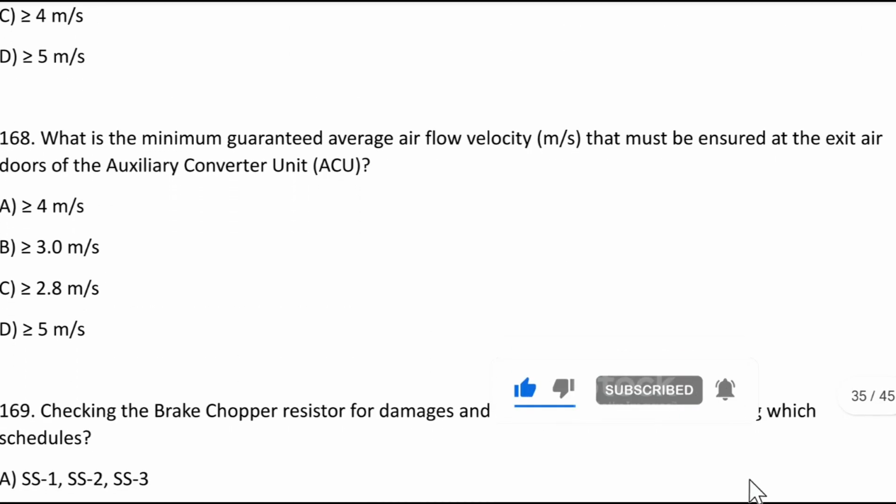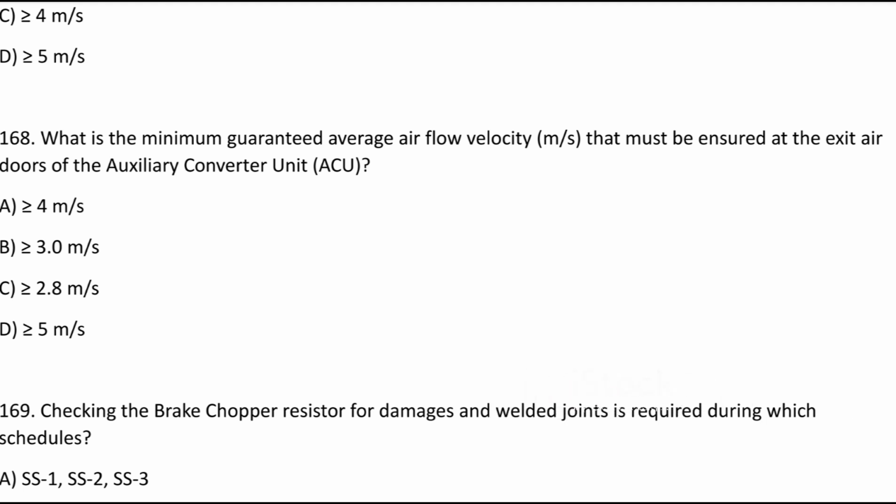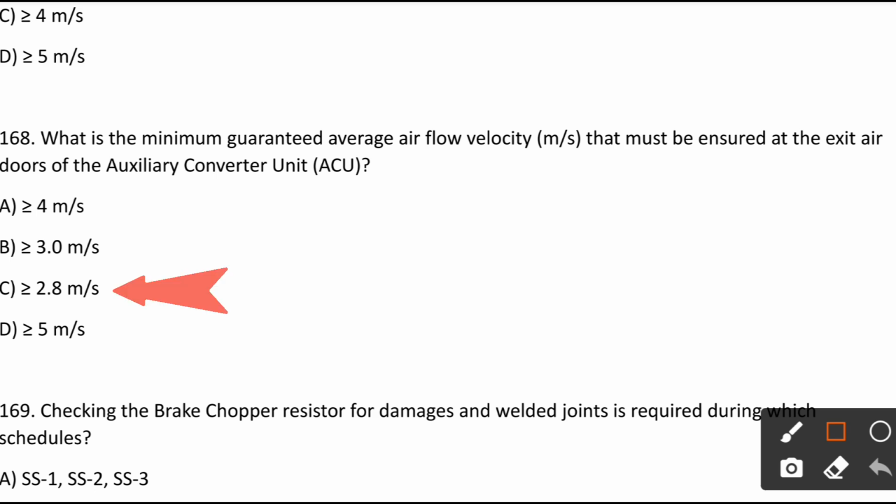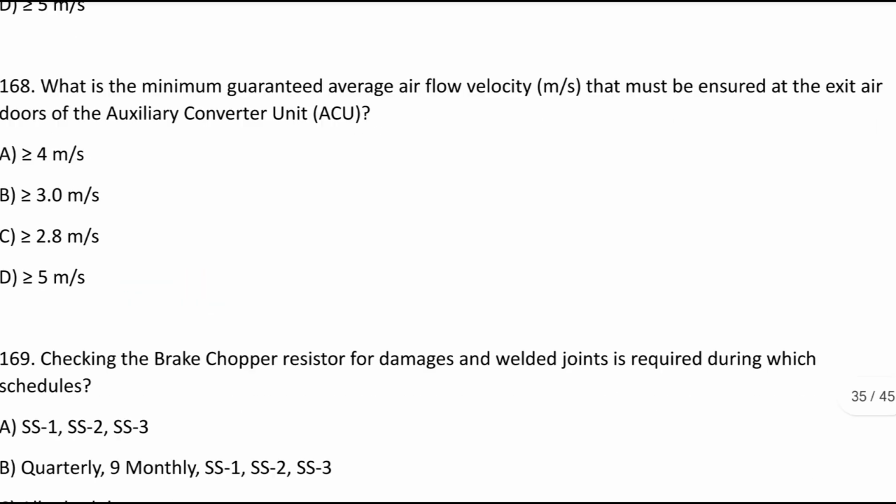168. What is the minimum guaranteed average airflow velocity that must be ensured at the exit air doors of the auxiliary converter unit? A. 4 m/s, B. 3.0 m/s, C. 2.8 m/s, D. 5 m/s. The correct answer is C. 2.8 m/s.